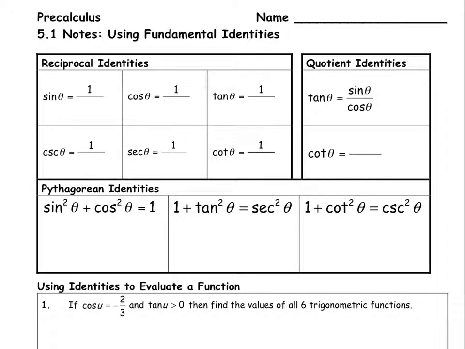Welcome everyone. We are starting Chapter 5, which is on analytical trigonometry. Many students will agree that this is the hardest part of pre-calculus. So look at it this way: we're doing it early in the semester so you can get it over with.